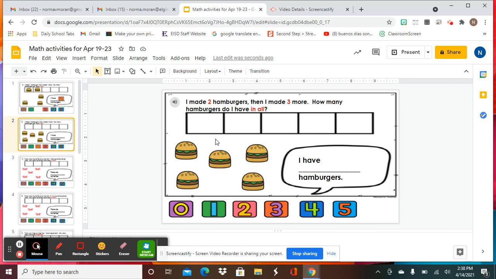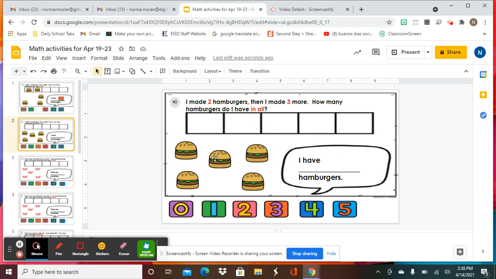Okay? So the problem says, I made 2 hamburgers, then I made 3 more. How many hamburgers do I have in all? And here I helped you. I colored the number 2 red and the number 3 red because that's what we're going to be adding. And I also colored in all. How many hamburgers do I have in all? Because that gives me the clue that I am adding. I'm going to count them all together.